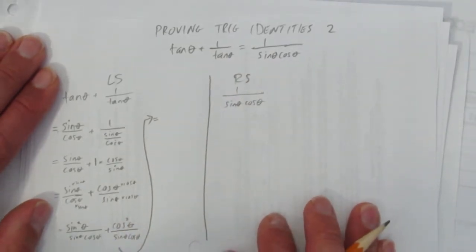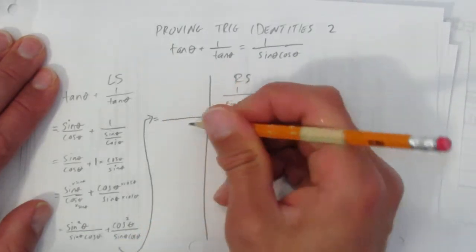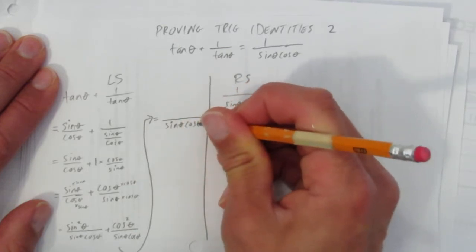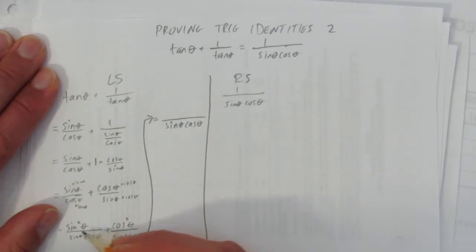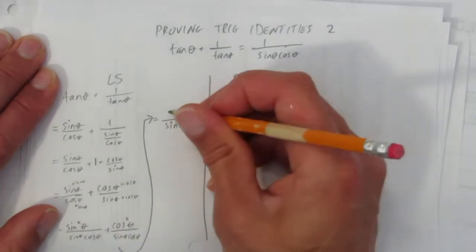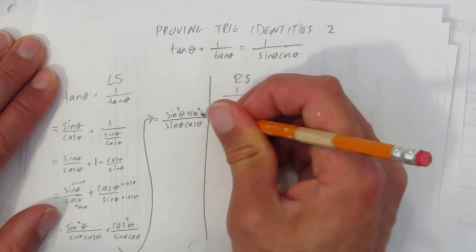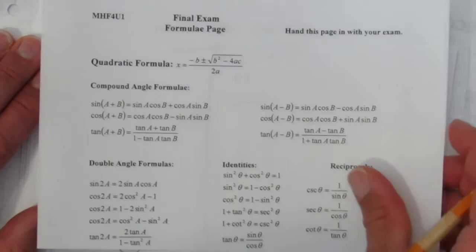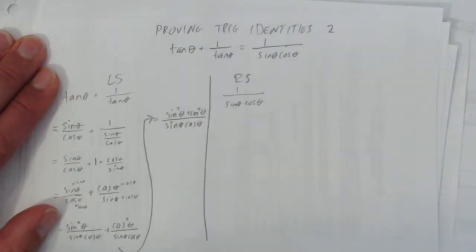Since I have a common denominator, I can combine them. So this is all one fraction, sine times cos on the bottom. But on the top, I add the numerators because it's adding. So I have sine squared theta plus cos squared theta. And beautiful, I recognize that. Sine squared plus cos squared, that comes right from your formula sheet. Sine squared plus cos squared is equal to 1.